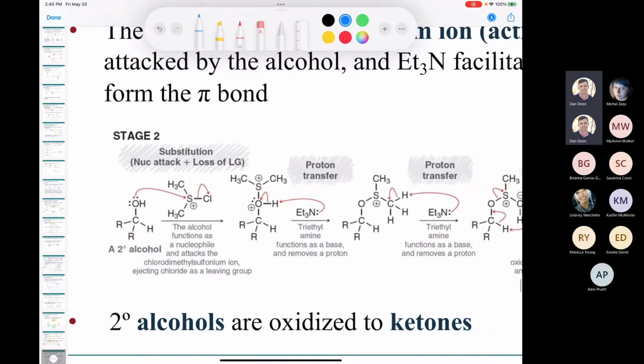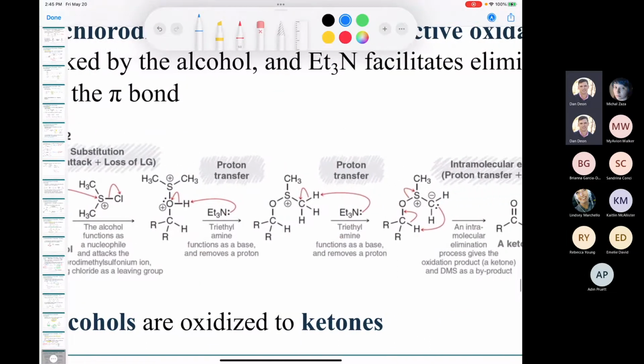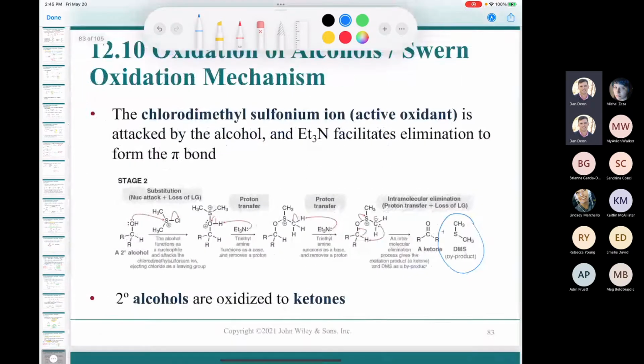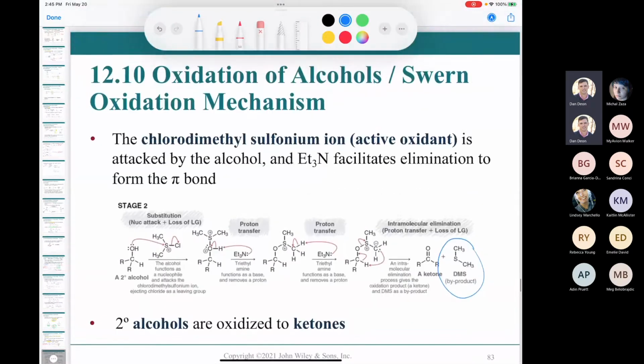comes along and does a deprotonation, a second proton transfer, and then we end up doing an elimination to form a ketone, and we also form dimethyl sulfide, which is a stinky compound. And thus, if you ever do a Swern oxidation in a lab, people will always know because it is so smelly that anybody will be able to detect it with their nose very easily.